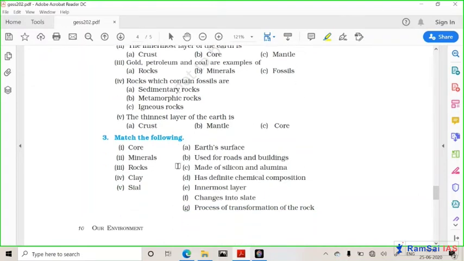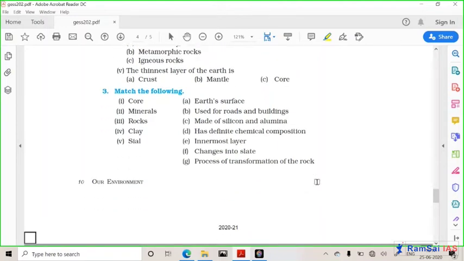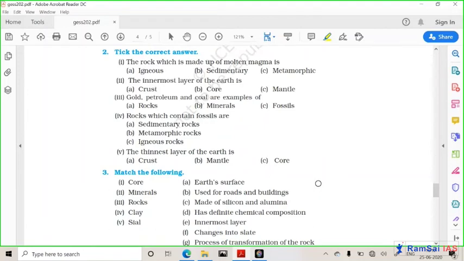Third, again, match the following. You can take them as an MCQ. Core, minerals, rocks, clay. And here: earth's surface, used for roads and buildings, made up of silicon and alumina, has a definite chemical composition, innermost layer, changes into slate, process of transformation of the rock. So these are the important questions. Once you have understood the chapter, you will be easily able to answer these questions.